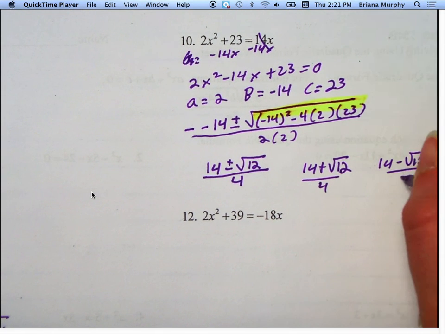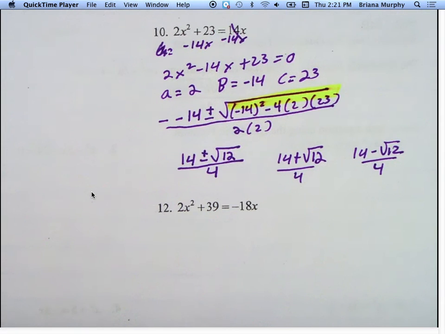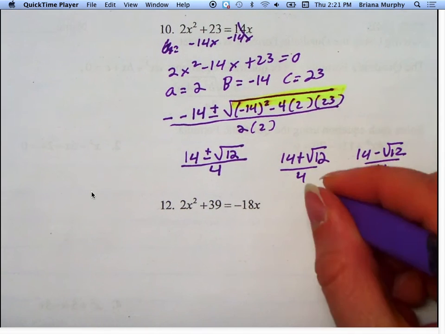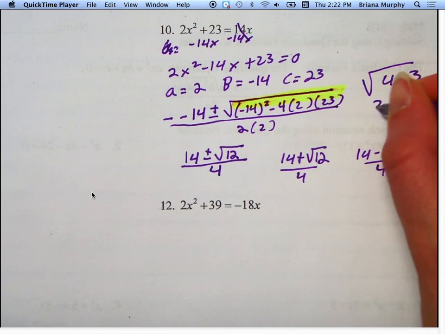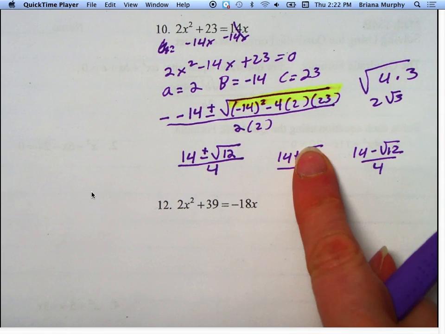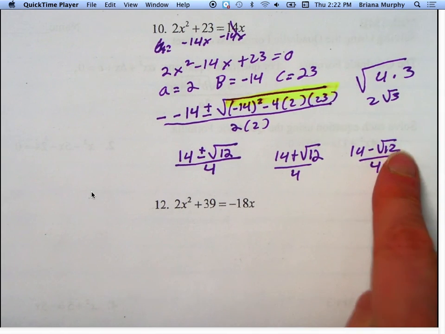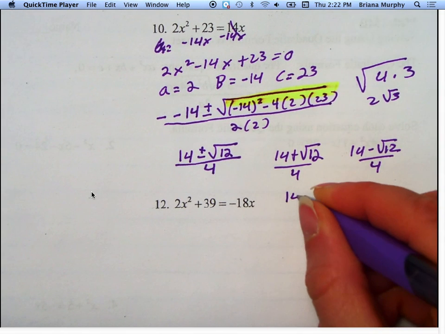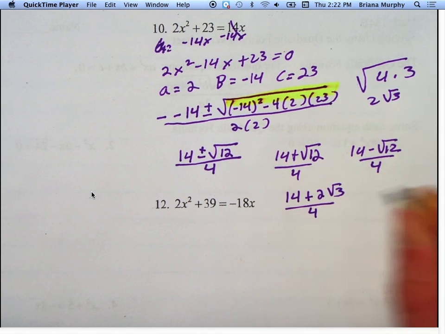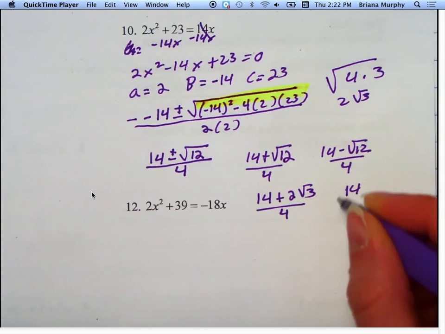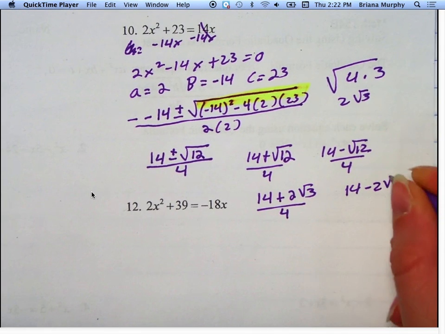But can we simplify? What's the biggest number that goes into 12 that is a perfect square? 4. So we've got the square root of 4 times 3, which is 2 square root 3, right? So I'm going to change both of these to 2 square root 3. 14 plus 2 square root 3 over 4. And 14 minus 2 square root 3 over 4.